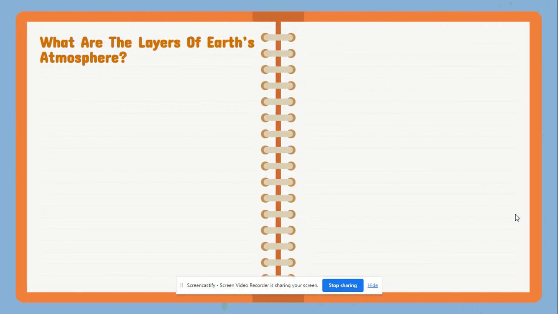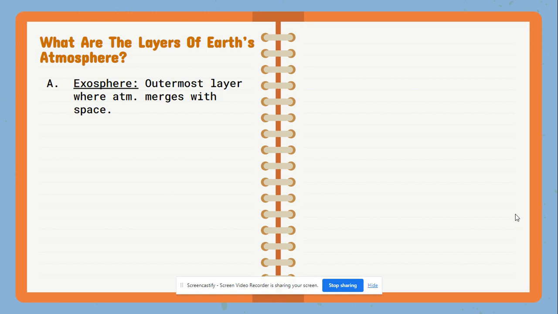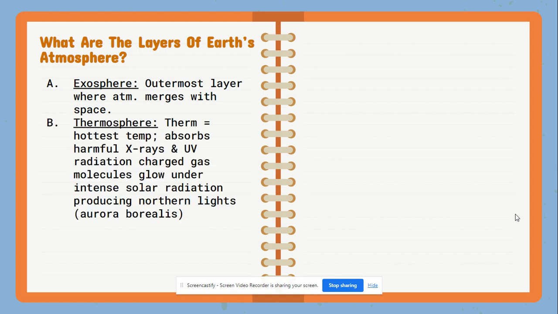Now, what are the layers of Earth's atmosphere? Remember, we investigated some of those today in class with our virtual ballooning assignment. So here, the exosphere would be the absolute outermost layer where the atmosphere merges with space. Followed by the thermosphere. This is where we see the hottest temperatures amongst each of the atmosphere layers. This is where harmful X-rays or UV radiation is absorbed as gas molecules glow under intense solar radiation absorption. So this can produce things like the northern lights.